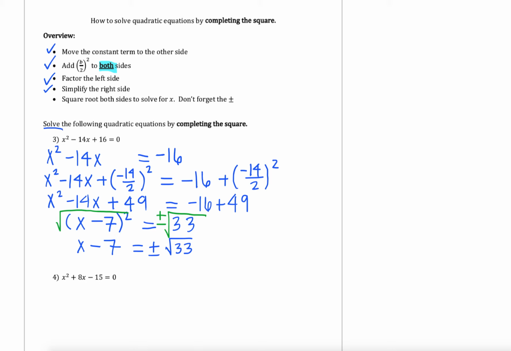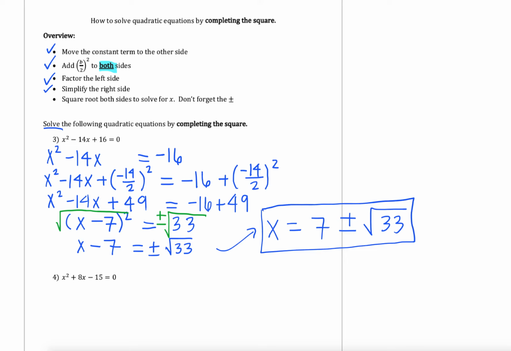To get x by itself, I'm going to add 7 to the other side, and I'll end up with x equals positive 7 plus or minus the square root of 33. And that will be our final answer. I do want to remind you guys that this is representing two answers. It's the 7 plus the square root of 33, as well as the 7 minus the square root of 33. If you prefer to write it out as two separate answers, that works as well. Or if you want to shortcut it and write it with the plus or minus, that is acceptable as well.